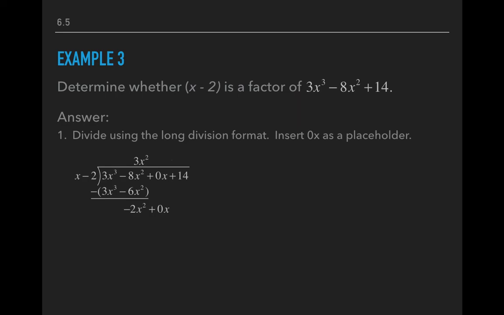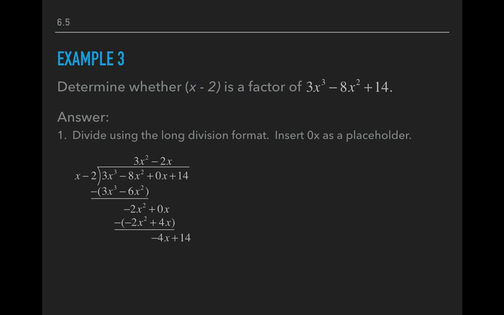All right, now again we look at the x from my divisor. What would it have to be multiplied by to give me a -2x squared? Well, it would be a -2x. Now multiply that -2x times your divisor. That's -2x squared plus 4x, and now you're subtracting that. So your squared terms cancel. 0 minus 4, that's going to be a -4x, and bring down the 14.